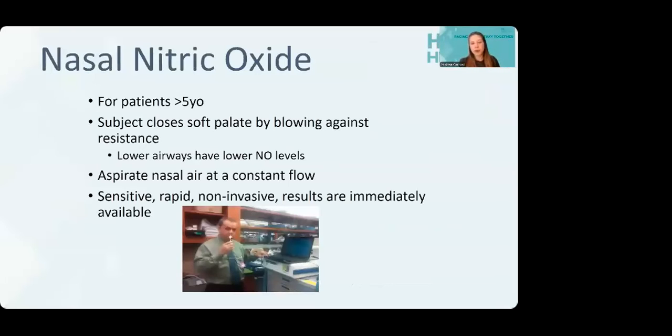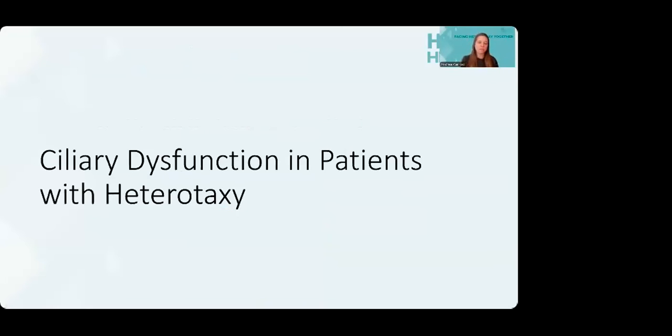To do that test, you have to be able to follow directions, at least to do the most typical technique that we do in patients over the age of 5. So the patient has to blow against a resistor, and they have this little tube that goes into their nose attached to this foam piece. And that tube very slowly draws air out of the nasal cavity and tests the amount of nitric oxide in it. And in patients with primary ciliary dyskinesia, that number is lower compared to the general population.